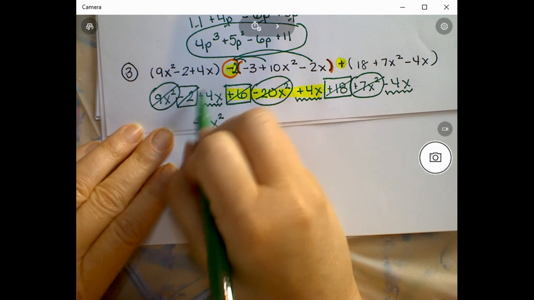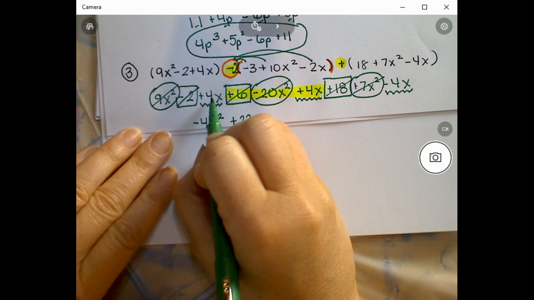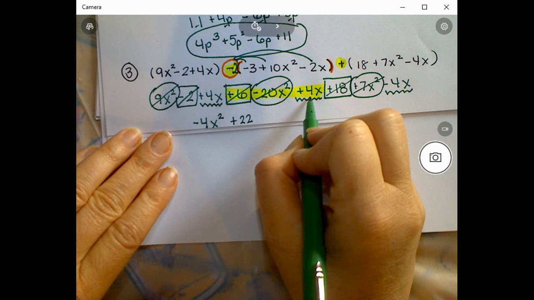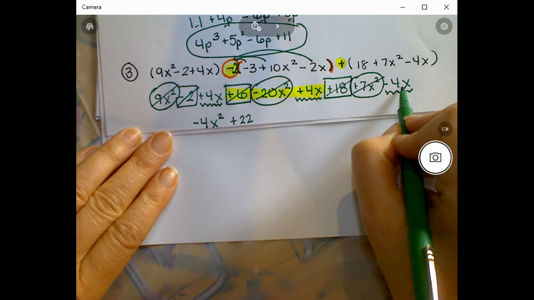Okay, and now our terms that have the x's. 4 plus 4 is 8. Minus 4 is 4.